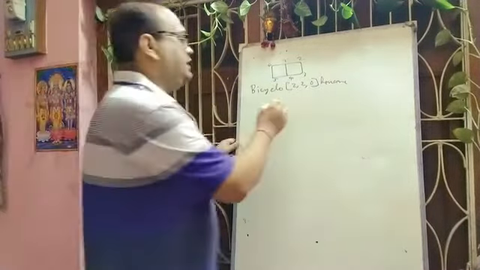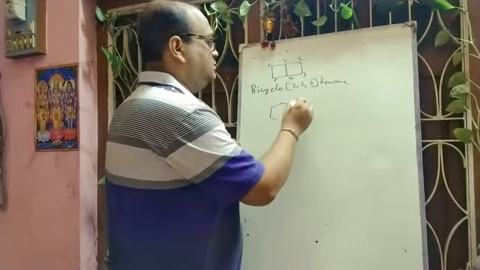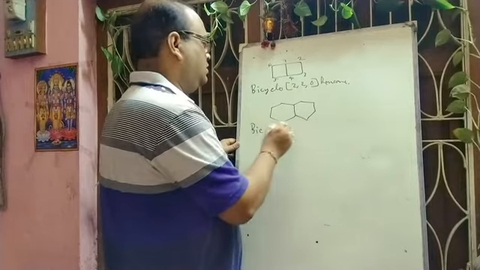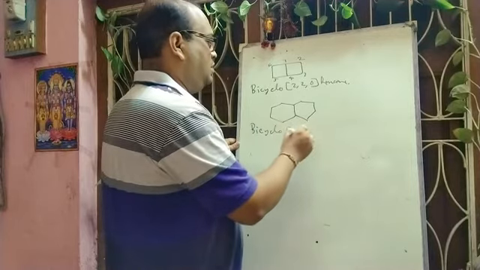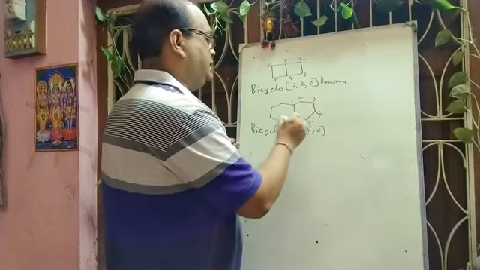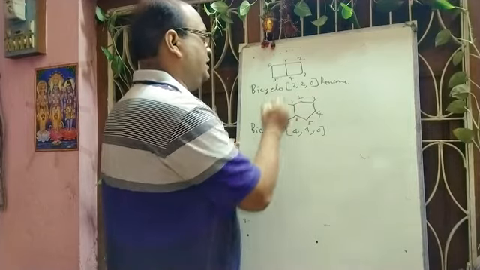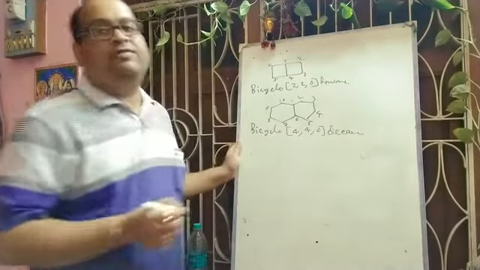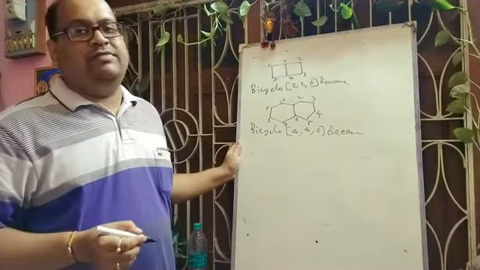Suppose if we write this one, it will be bicyclo 4,4,0, 1, 2, 3, 4, 5, 6, 7, 8, 9, 10. Okay, decane. Bicyclo 4,4,0 decane. So in this way you have to give the name.